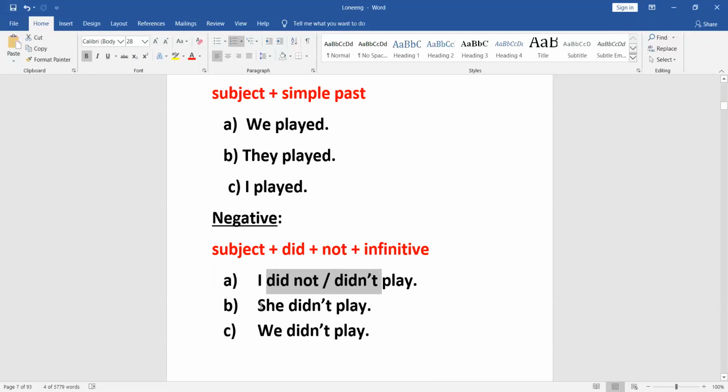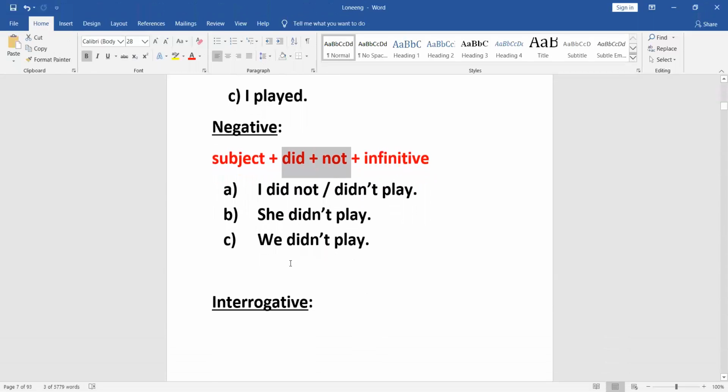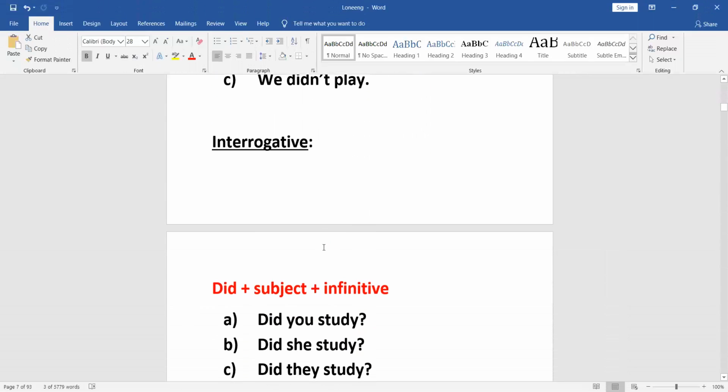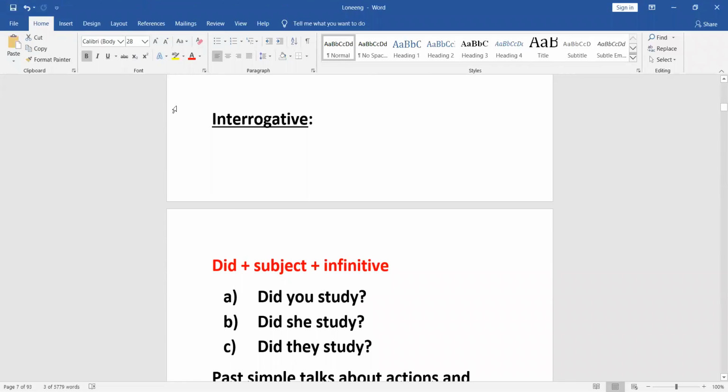So the next sentence is she didn't play. If you see here, did not is used in a contracted form. What is the contracted form? They have dropped the o and put an apostrophe there. So she didn't play. The third sentence is we didn't play. So I, she, we are subjects, and play is the infinitive verb, and did not is used in the contracted form.